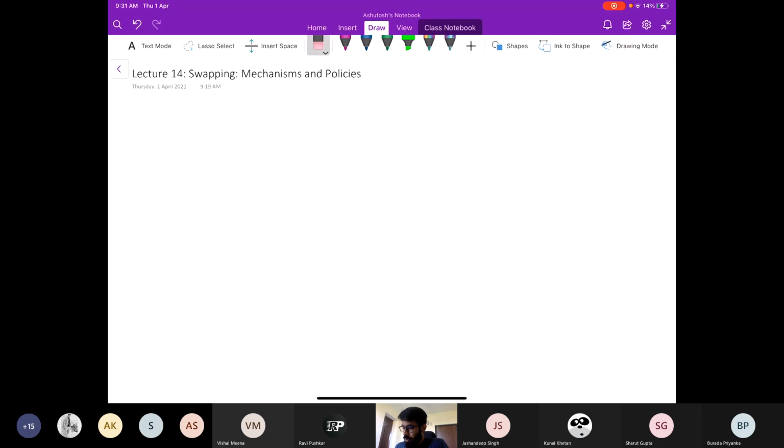cool. So today we'll be talking about, so we talked about paging last time, and today we'll be looking at this thing called swapping and what are the mechanisms for it. And there are some policies also related to it. So today we'll be talking about that. So why do we need this? So the question is that what if the memory space does not fit into physical memory?